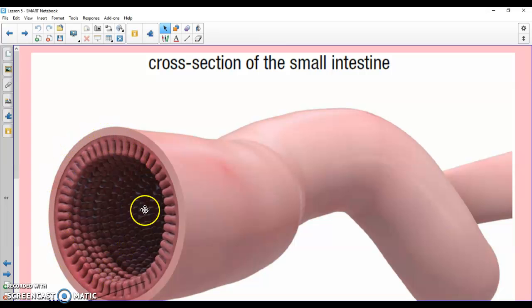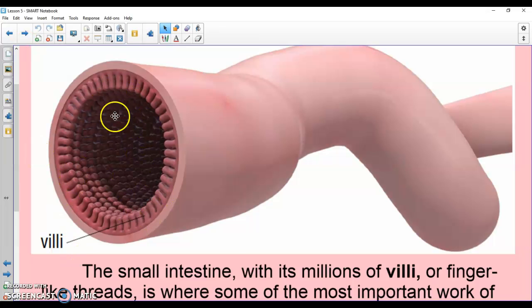So here's a cross section, which means this is the inside of a small intestine, and these little things right here, those finger-like things, those are called villi, and that's where the nutrients are absorbed.